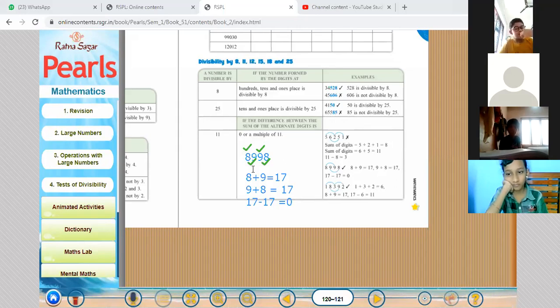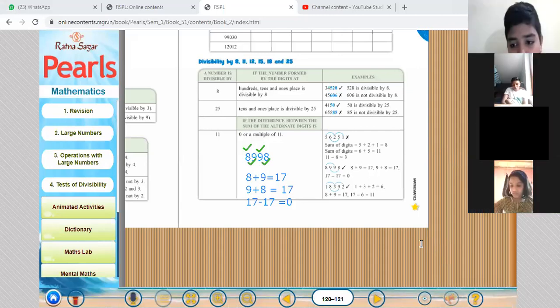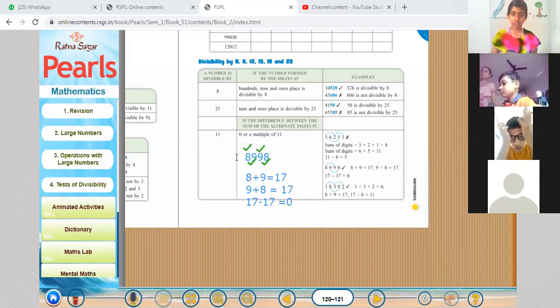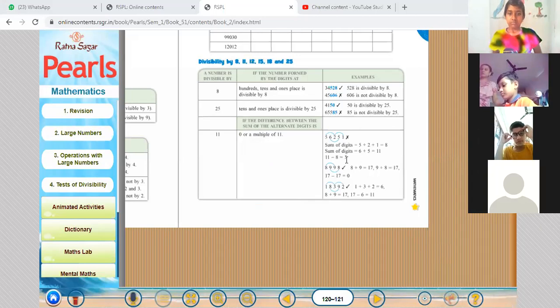Clear now? Divisibility of 11. Yes, Miss. Don't worry, we have to check more examples to get it clear. By checking more examples, you will get clear about this. So, here is a third example for you.